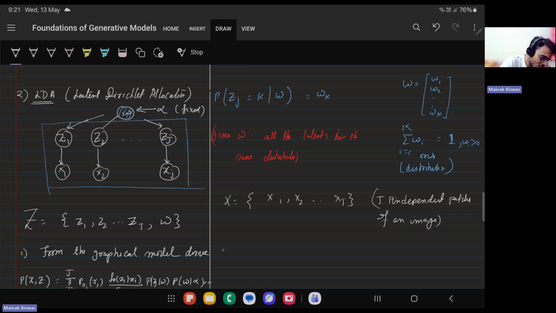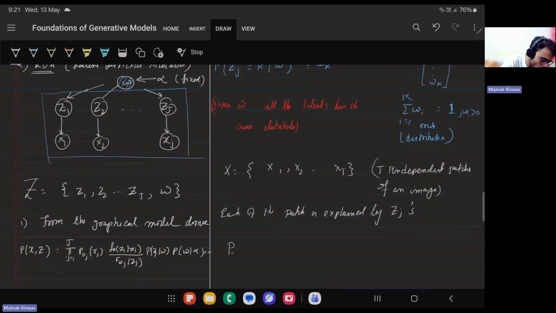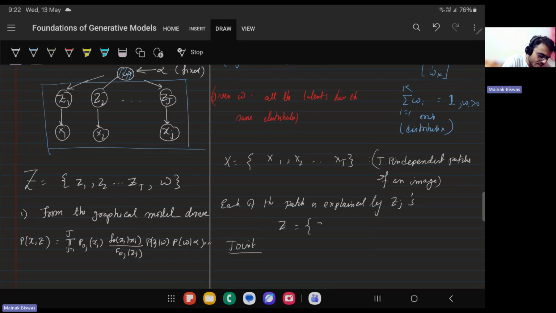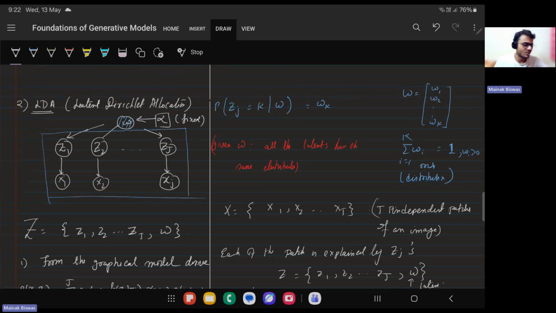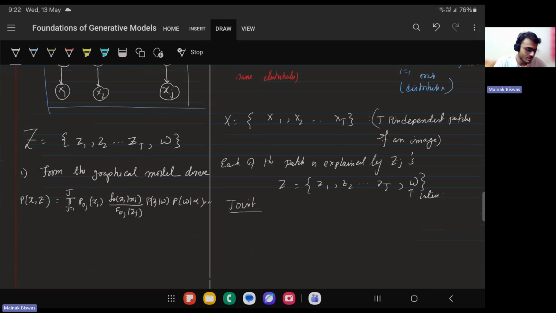And now each of these patches is explained by Zj. So if I write a joint distribution, your Zs are nothing but Z1, Z2, dot, dot, dot, ZJ, alongside omega. This is also a latent, right? And we have a fixed alpha, we'll see what this alpha is. This is fixed. We'll come to this node later. Then this is fixed, we don't need to really worry about it.